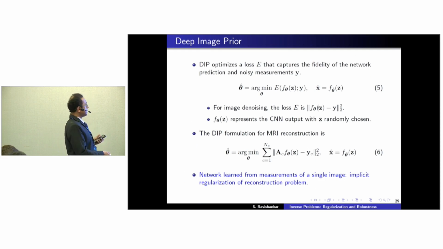So basically, a network is learned to predict a reconstruction by just optimizing a data fidelity loss. So if you're doing denoising, the network is trained so that its output fits the noisy image. And that's it. That's the training loss. And once you train the network parameters theta, you pass a fixed input. The input is typically fixed and randomly chosen, through the network, and you get a reconstruction. And you could do the same for a more general inverse problem, like MRI; you can do the same kind of optimization. The key is that the network is learned from the measurements of a single image rather than from a data set. So you have to do this optimization every time you're trying to scan a patient or do something else.